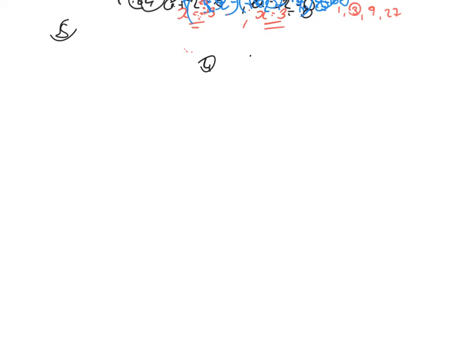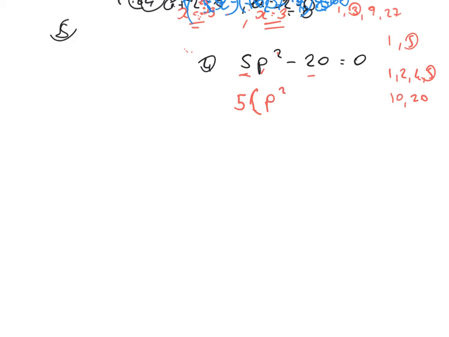Okay, example 4. 5p squared minus 20 equals 0. Okay, first move, take out a common factor. From 5 and 20, I can take out 5. So how's that? Well, 5 is 1 and 5. 20, 1, 2, 4, 5, 10 and 20. Highest common factor is 5. 5 times what gives you 5p squared? That's p squared. There's a minus in the middle. 5 times what gives you 20? That's 4.